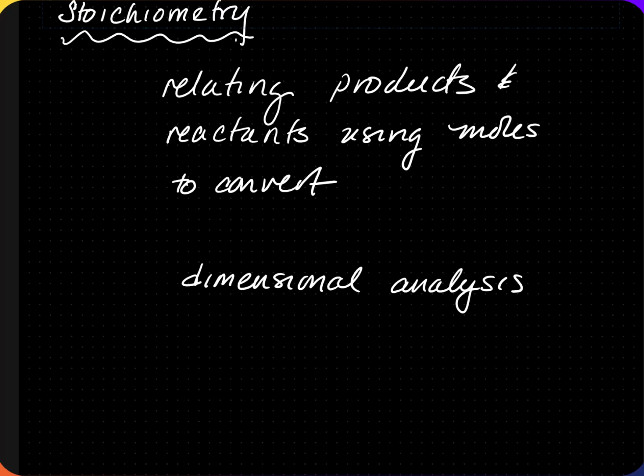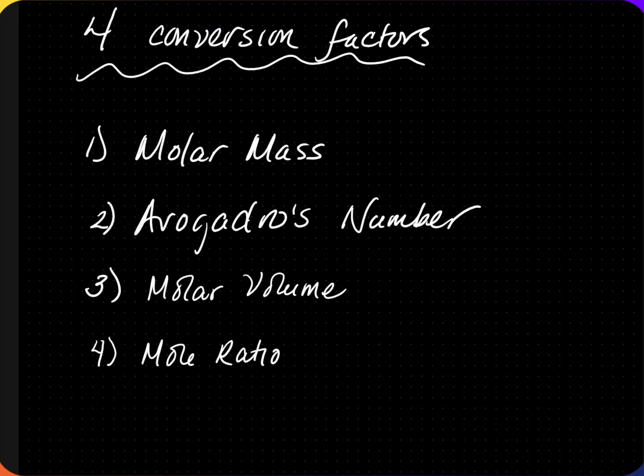Stoichiometry is relating products and reactants using moles to convert from one to another. It is another method of dimensional analysis. To understand stoichiometry, we're going to use 4 conversion factors. First is molar mass, Avogadro number, molar volume, and then last, mole ratio.